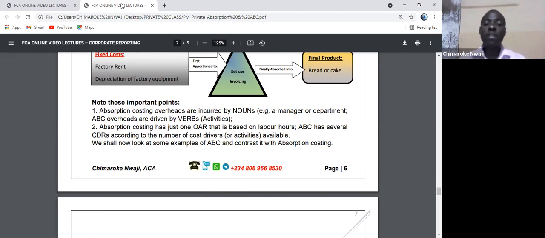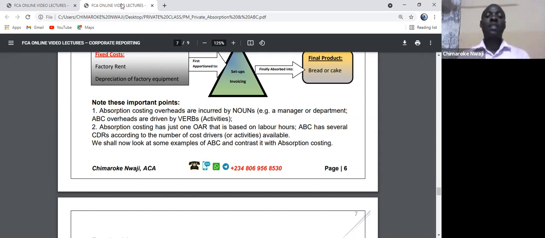In the absorption costing method, overheads are incurred by nouns: cost centers, managers, most especially departments. In ABC, they are driven by verbs: cost pools, cost drivers. Absorption costing has one OAR, which is based on labor hours. ABC has several cost driver rates, which are determined by the number of cost drivers and cost pools available.